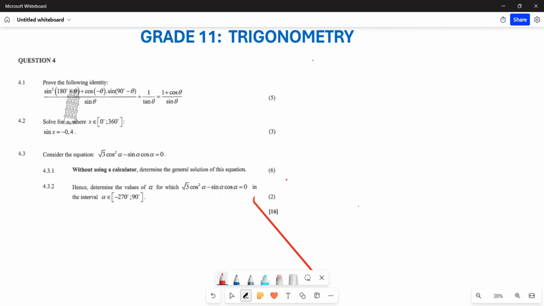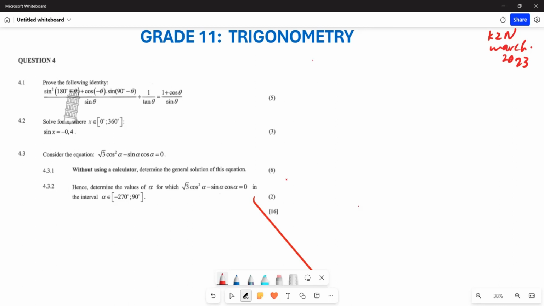Look, what I want us to look at today is trigonometry, and we are going to be examining our KZN March test, which was written in the year 2023. I want us to look at this particular question and see how we go about solving these types of questions.